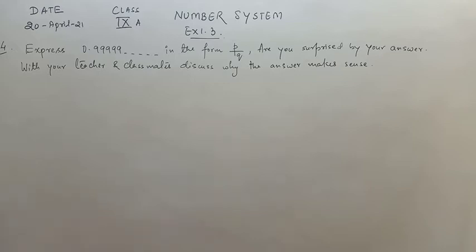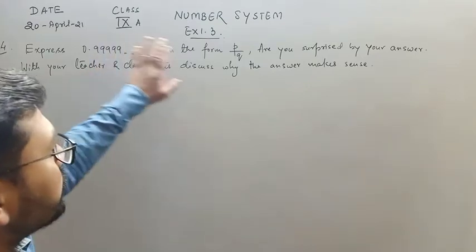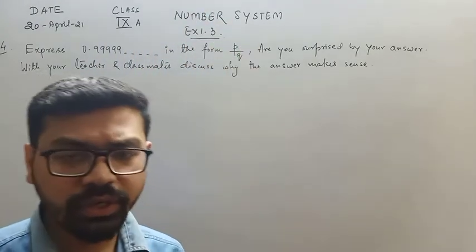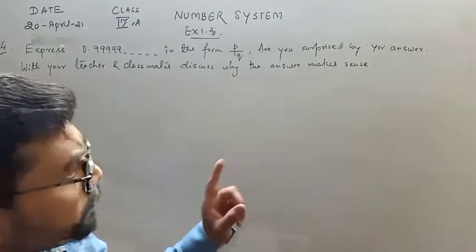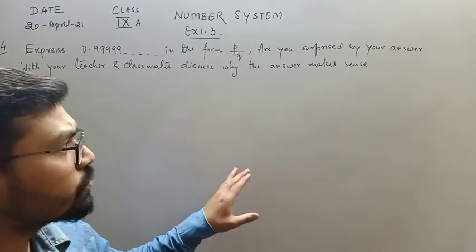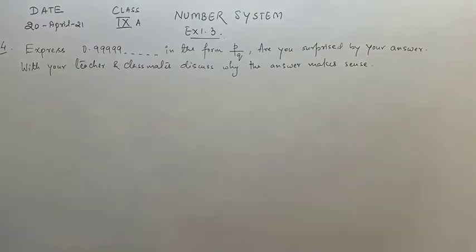Now read question number 4 of exercise 1.3. Express 0.99999 and so on in the form P upon Q. So this is the decimal expansion and we need to represent this in the form of P upon Q, which is a rational number. Are you surprised by your answer? With your teacher and classmates, discuss why the answer makes sense. Now, see how to solve the question.